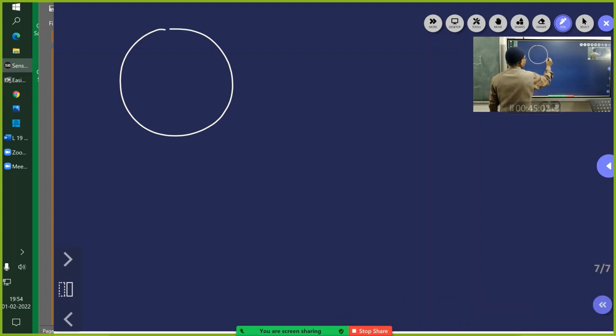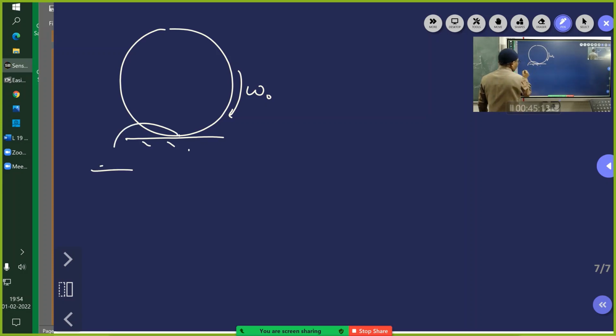So the moment you put it, and if this is going like this with omega naught, this point will try to move with respect to the ground. This point will try to do like this with respect to ground. And therefore, you will expect this friction to become active. So, frictional force is in this direction.